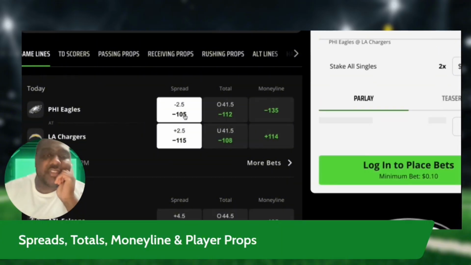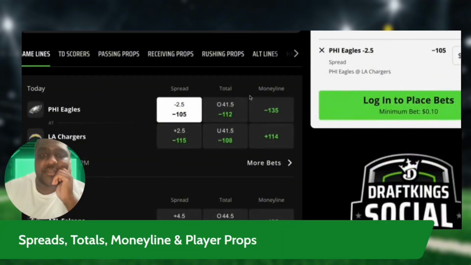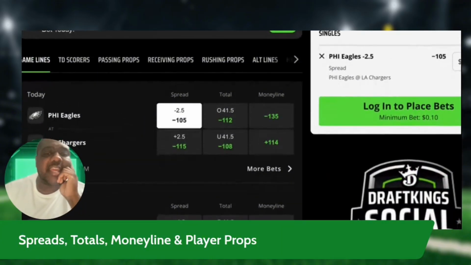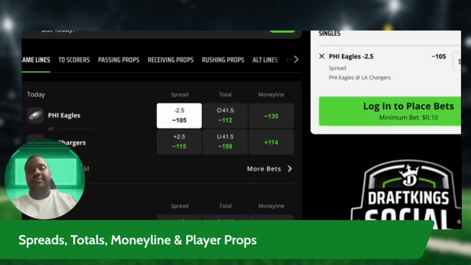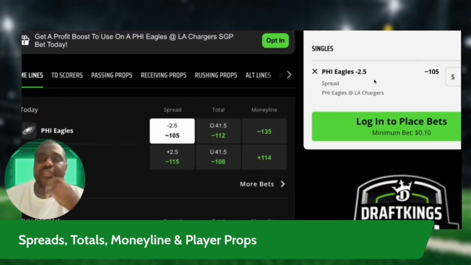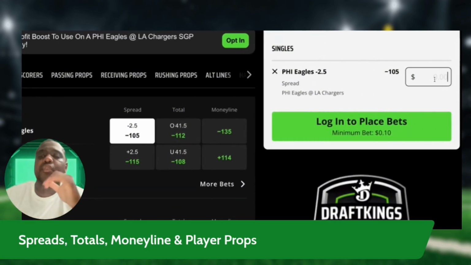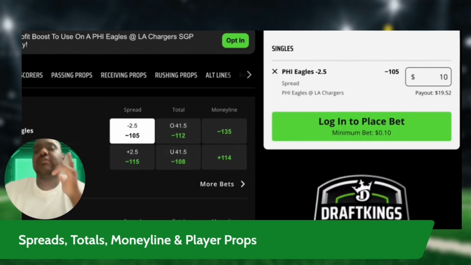That one is a very tough one. I like to think about it as in the number line. Remember, minuses to the right, pluses to the left. So I'm taking Eagles minus 2.5. The Eagles have to win by at least 3. $10 would give me $9.52.